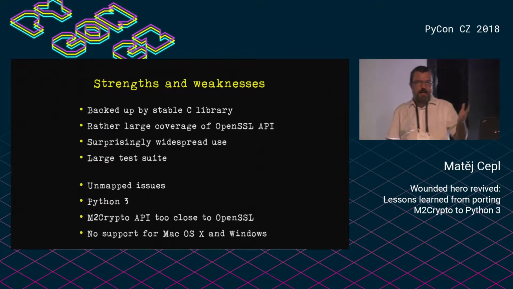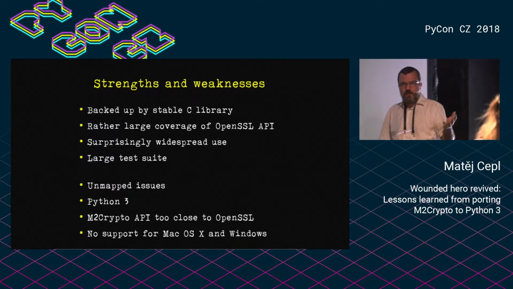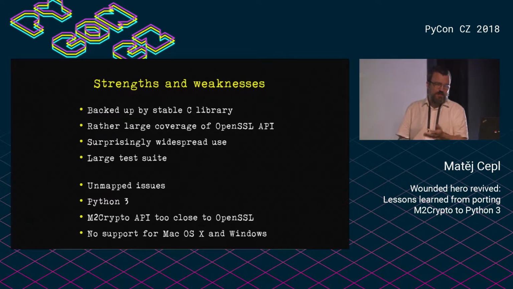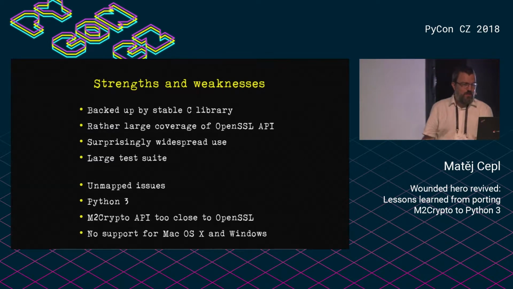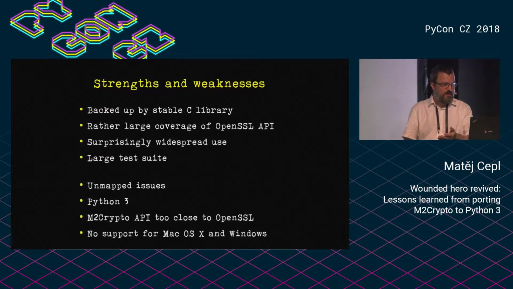So what are the strengths of the project M2Crypto when I started? Well, it's actually working pretty well. It's backed by a very stable, very mature, very well beaten C library, OpenSSL, which is probably the most widely used free software encryption library.